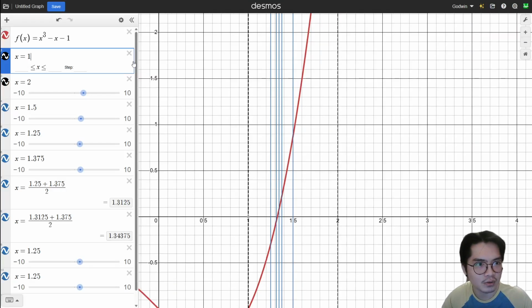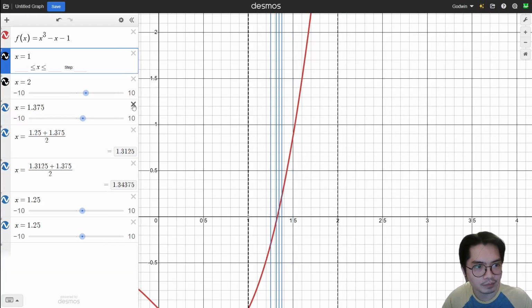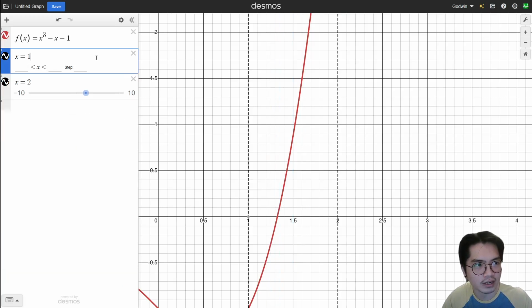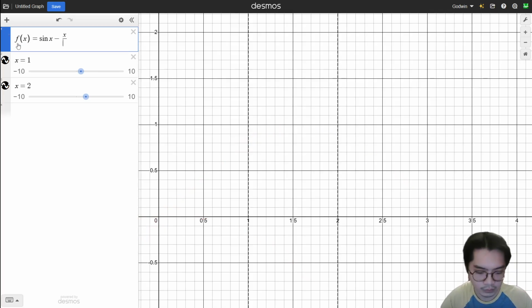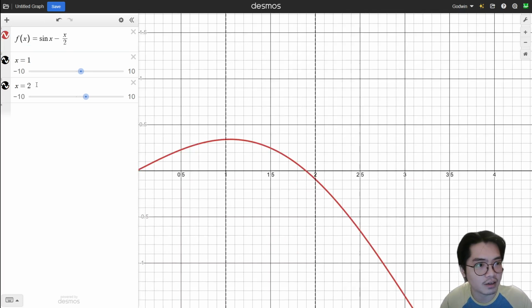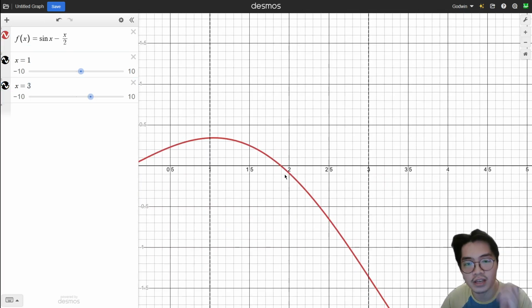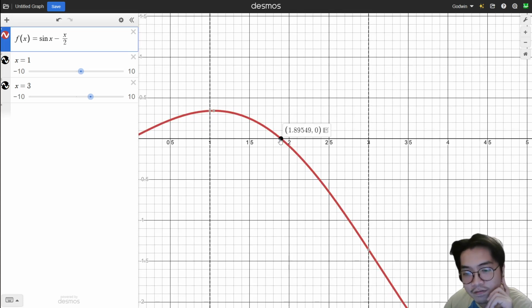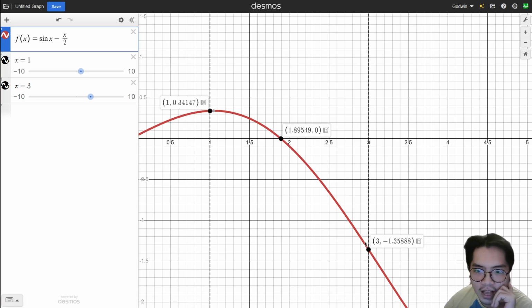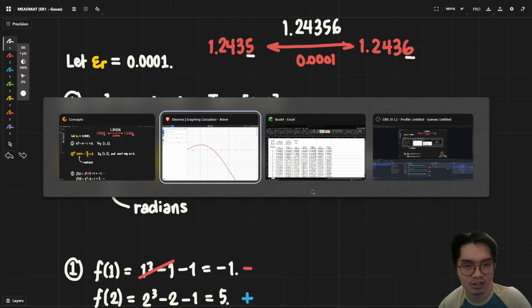Let's actually see what this looks like first in our equation right here. Sine x minus x over 2. So we see in here that if we're going to bracket this between 1 and 3, your answer is somewhere between them, at 1.89549. Note that in this case, your 1 and your 3 have conflicting signs. So that means we are good for the bracketing stage, right?